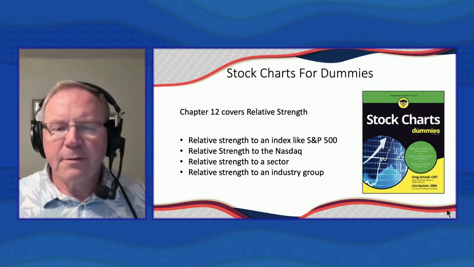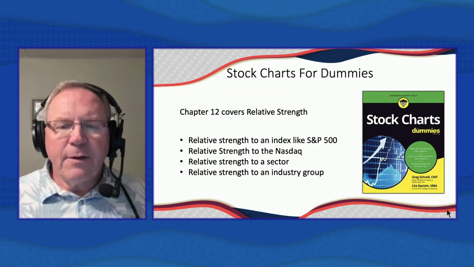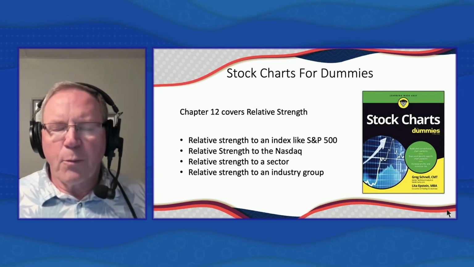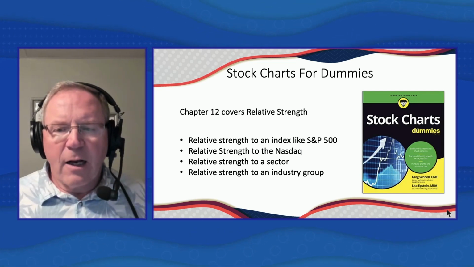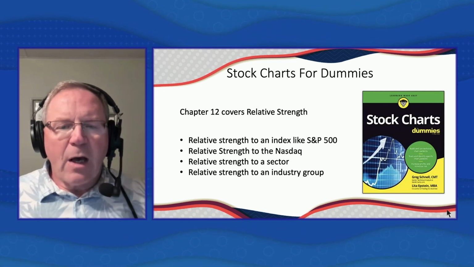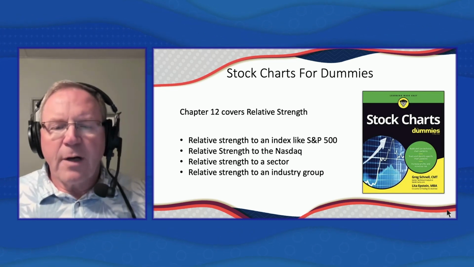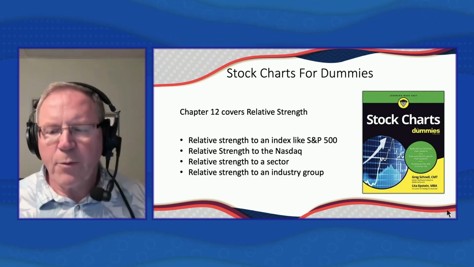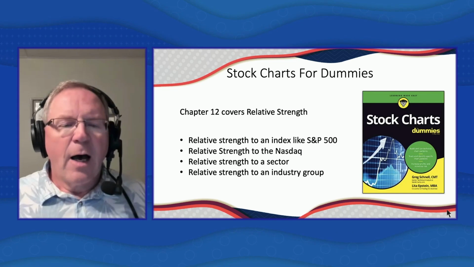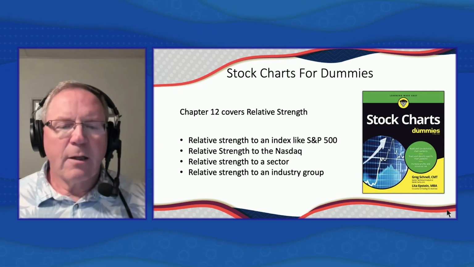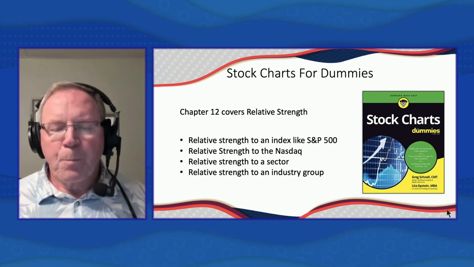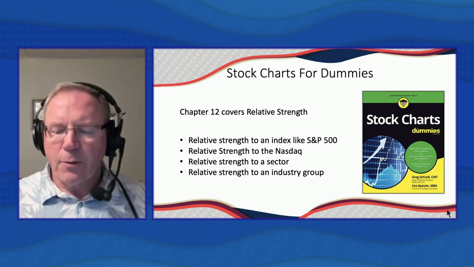So what we want to cover today is just a couple of different scans, and I'm going to focus on relative strength. I think it's one of the single most important points in analyzing the stock market. I have taken this from chapter 12, covering relative strength, in my book, Stock Charts for Dummies, if you wanted more information after this. We're going to cover relative strength compared to an index like the S&P 500 or the NASDAQ, or to a sector or to an industry group.